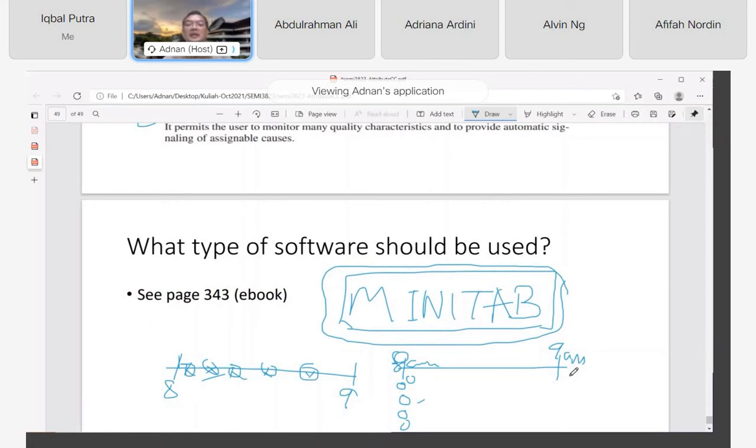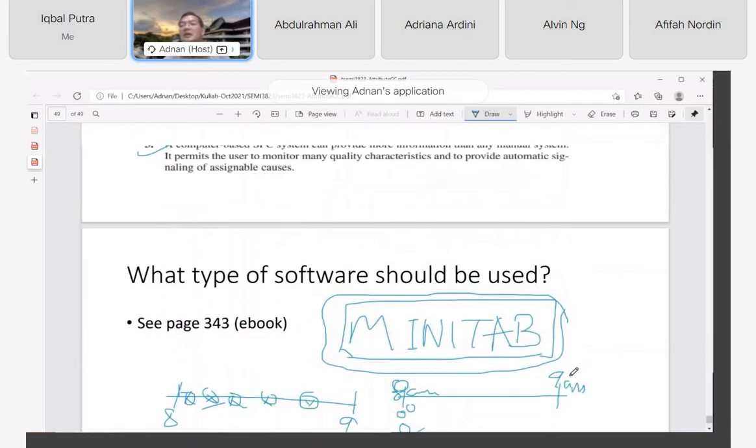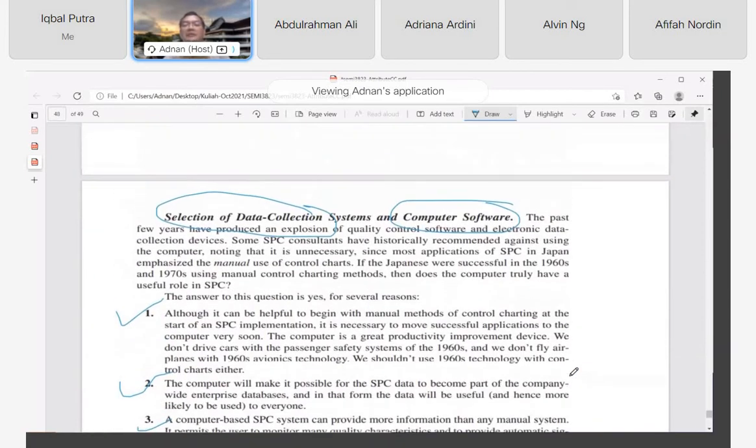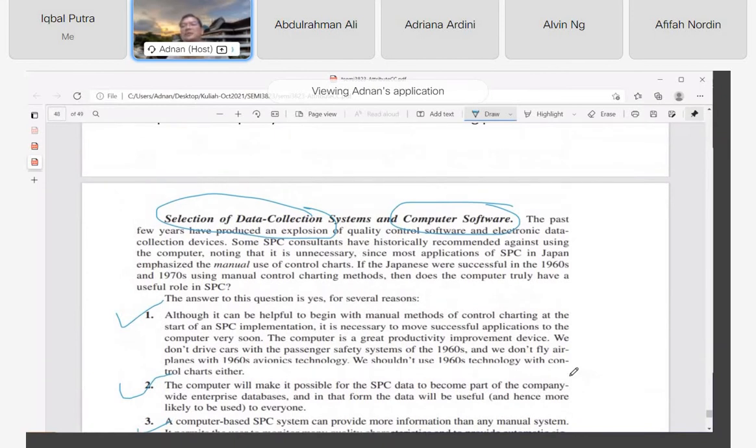I think that's enough for control charting. In general, I have covered control charting, variable control charts, and also attribute control charts. We have many charts. Please do the exercises that I selected for you to get a better understanding. If you have any question, you can ask. If not, I will move on to another topic, which is acceptance sampling. Any question?